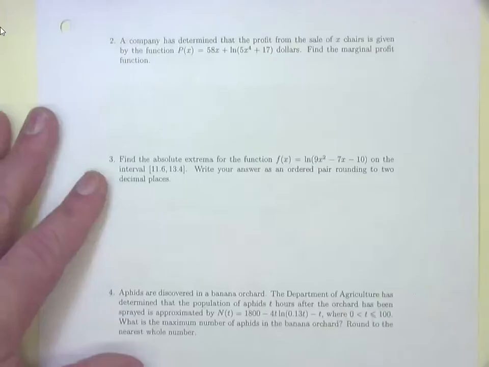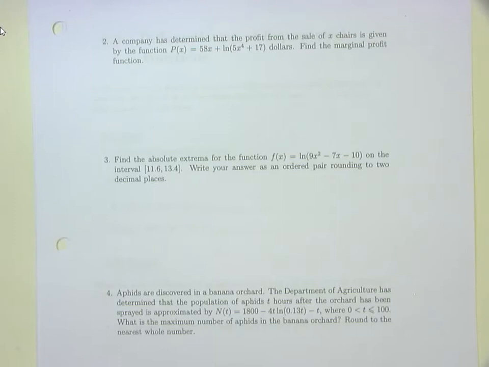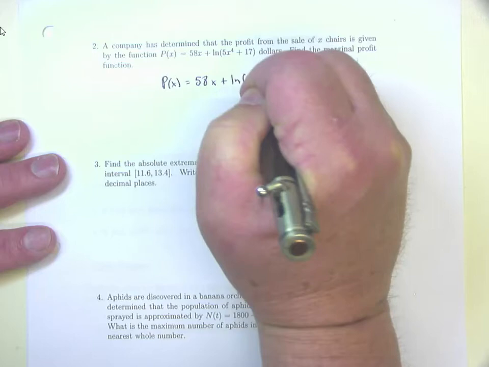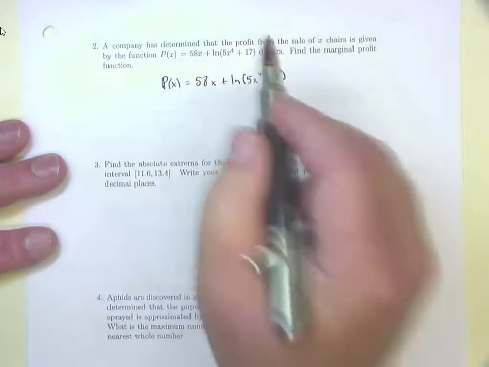Well, they can throw word problems at you. Here we go. A company has determined that the profit from a sale of x chairs is given by, well, that was awfully nice of them, they gave me the profit equation. P of x is equal to 58x plus the natural log of 5x to the 4th plus $17. x is the number of chairs and P is profit. Find the marginal profit function.